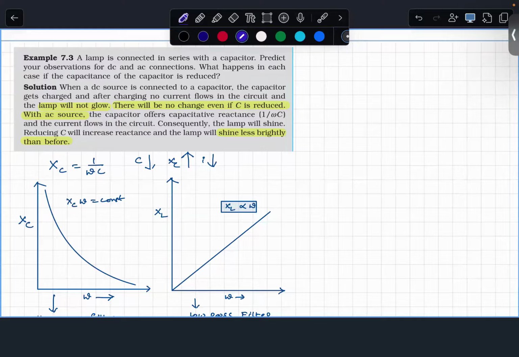Now, you have connected a lamp. Lamp refers to a resistor, in series with a capacitor. Predict your observations for DC and AC connections. See, you can take it like an RC circuit for DC. In an RC circuit for DC, finally the current is 0. Initially the current is high. Yes or no?